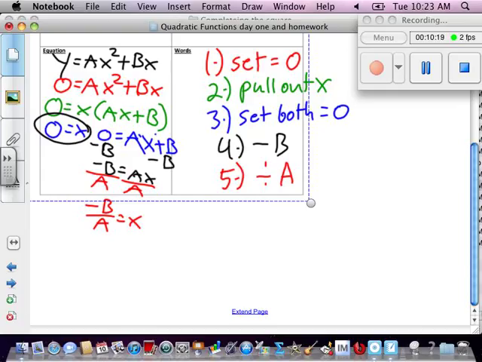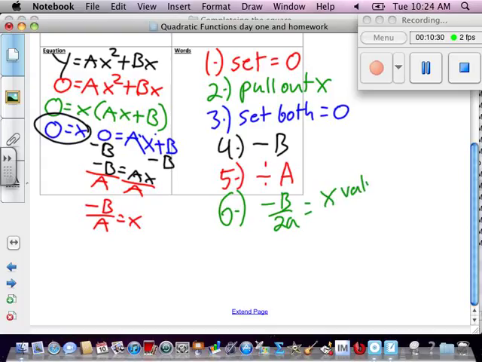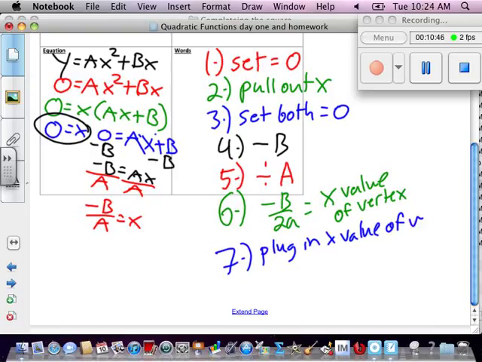All right, what if we wanted to find the vertex? What would you do? Two different ways. Yes, Corey? Okay, we can do that one. So we do negative b over 2a equals x value of vertex. Step 7, plug in x value of vertex into original.